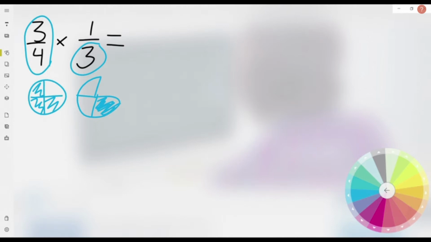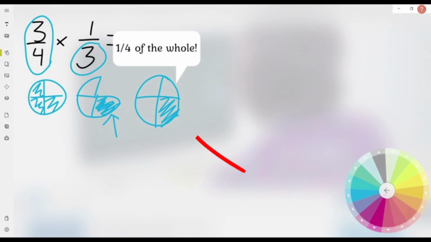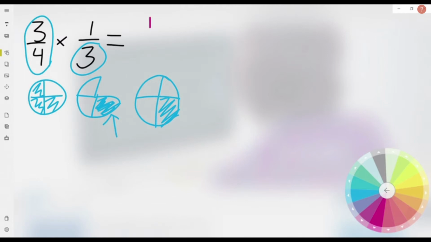So for our answer, we'll go back to our whole thing and we'll divide it into 4 parts. And we just have this right here that we're looking at, which is 1/4. So our answer of 3/4 times 1/3 is 1/4. This is because we are taking 1/3 of 3/4.